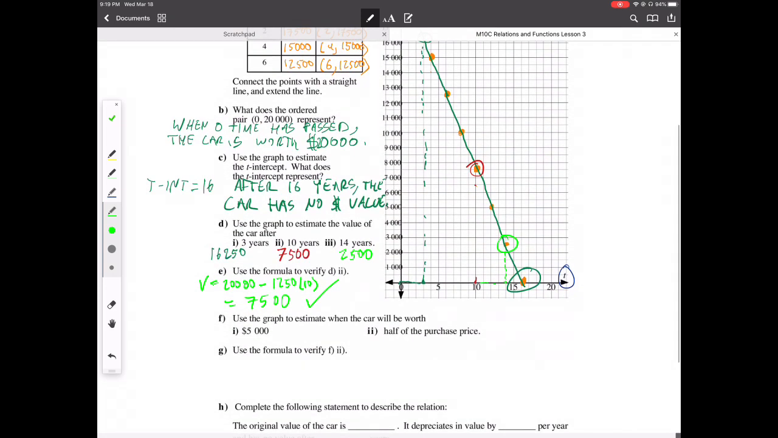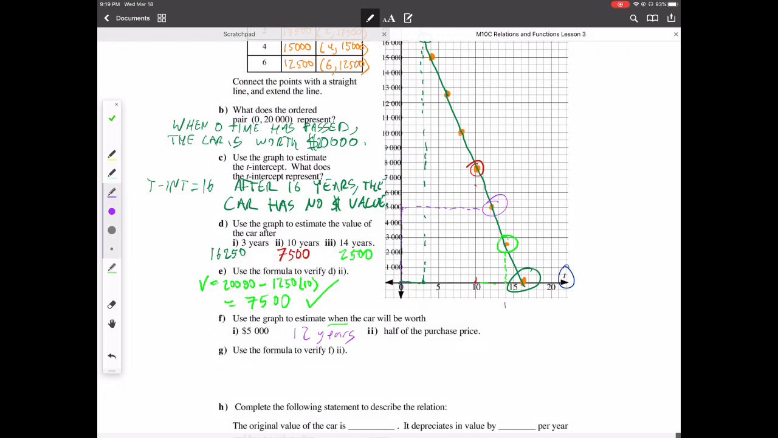If I'm using the graph to estimate when the car will be worth $5,000, in this case, instead of following along the horizontal axis, I'm going to follow along the vertical axis. I'm going to go up the vertical axis here till it gets to 5,000. I'm going to come across, and then I look here, and it looks like it's going to be after 12 years.